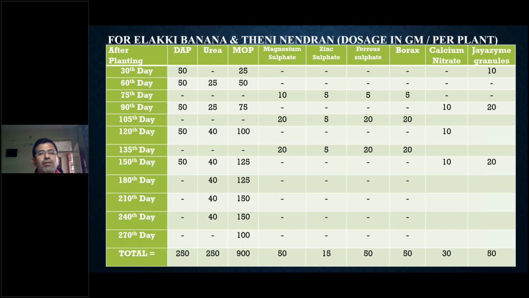I have given 50 grams more DAP for these varieties because Yelakki banana, in our trials, performs better with more phosphorus, with a little reduction in nitrogen. Urea and potash stay at the same level. Magnesium sulfate 50 grams, zinc sulfate 15 grams, ferrous sulfate 50 grams, calcium nitrate 30 grams, and gypsum granules, again seaweed granules, 50 grams. This schedule is giving the best result in farmers' fields.